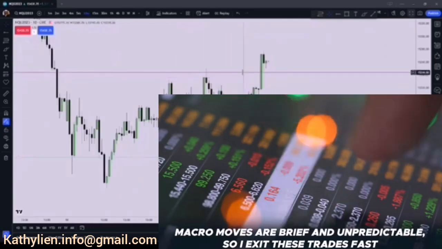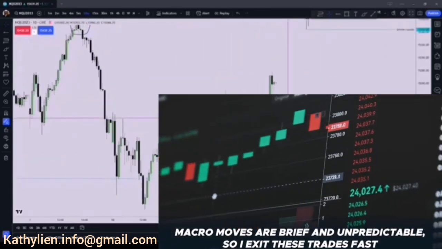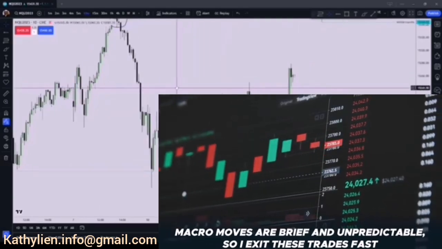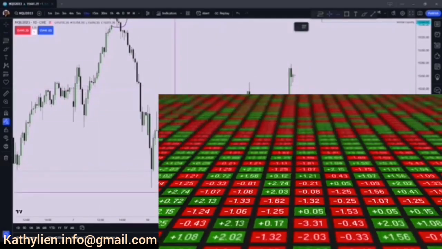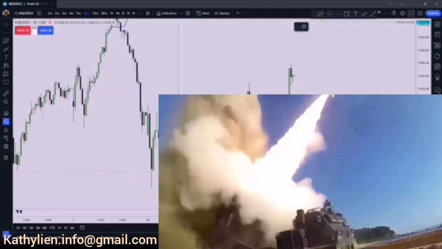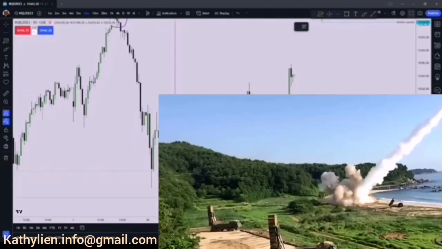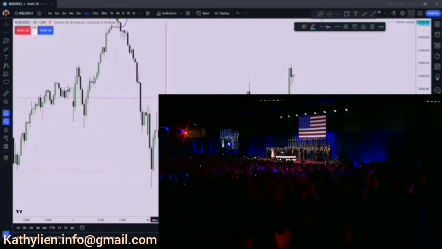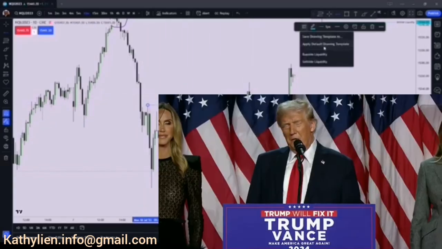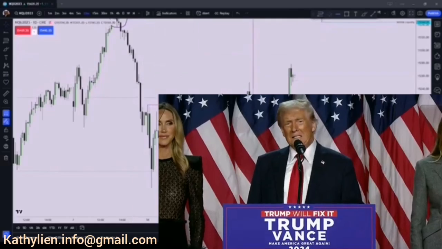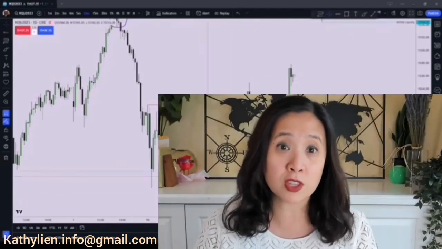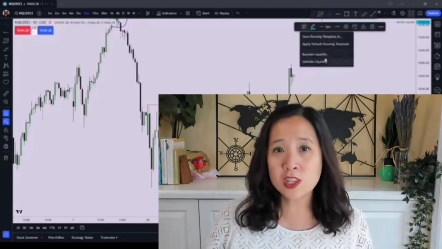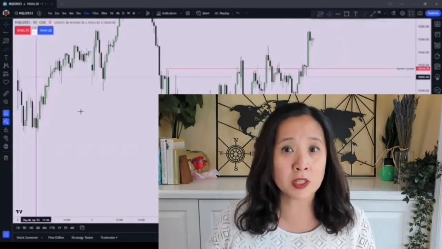Macro moves are unpredictable and short-lived, so I'm always out of these trades quickly, and in my experience, they can last between 12 to maybe 36 hours. Macro events basically create short-term volatility. Geopolitical crises like wars or nuclear threats push investors into safe haven currencies like the Japanese yen or the US dollar. Trade wars like the US and China's tensions during Trump's presidency ended up weakening some currencies like the yuan and strengthened the US dollar. Natural disasters such as tsunamis in Japan can weaken the Japanese yen due to expected economic disruption.